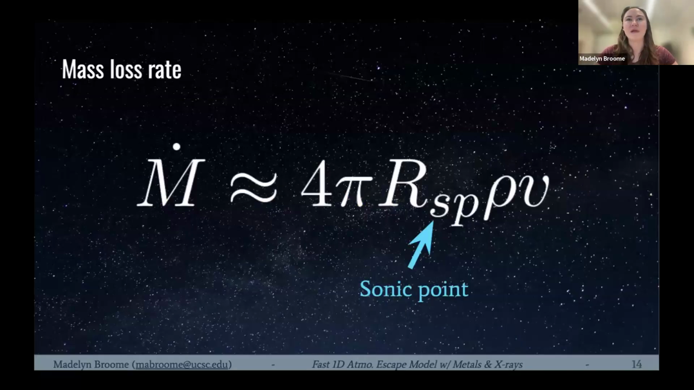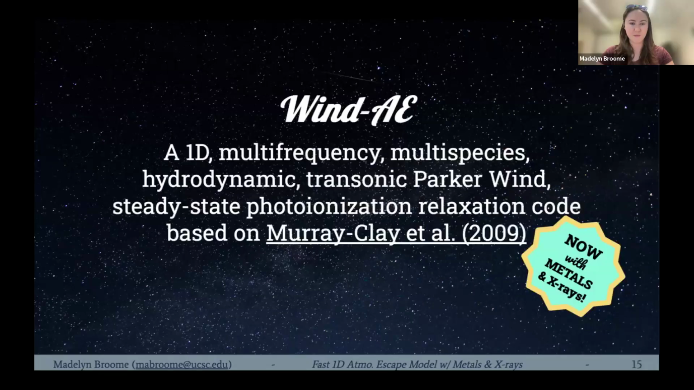Before we get into what we need out of a model, let's figure out what exactly we need to get out of a model. I realize that was a tautological statement. Mass loss rates are specifically calculated from the radius, sonic point radius, the density at that sonic point radius, and the velocity at that sonic point radius. Reminding everyone the sonic point is where that outflow goes from subsonic to supersonic. And so we need some way to calculate that sonic point radius and the structure of an outflow.